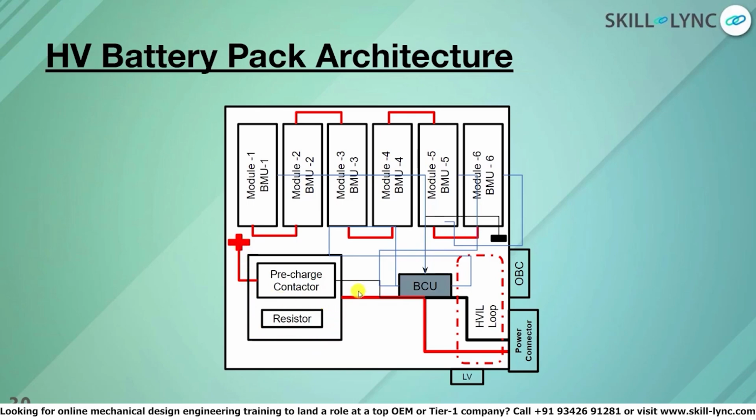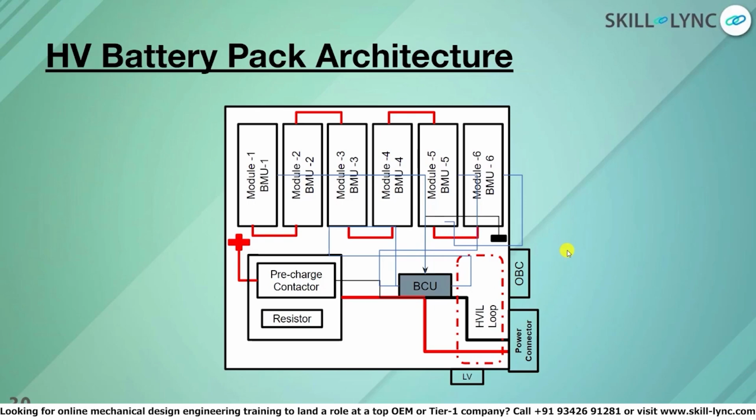Apart from these modules, we have power connectors, we have the OBC, which is the onboard charger, and we have a low voltage connector, which is the communication port needed for CAN communication from the battery pack to the VC. This high voltage pack, like the low voltage one, also consists of voltage sensors, temperature sensors, power connectors, etc. Those are all the critical parts of a high voltage battery pack. Here we have an HVIL loop, which is also a critical part of the architecture, and we will learn about each part's role in later slides. So this is how an HV pack architecture looks.